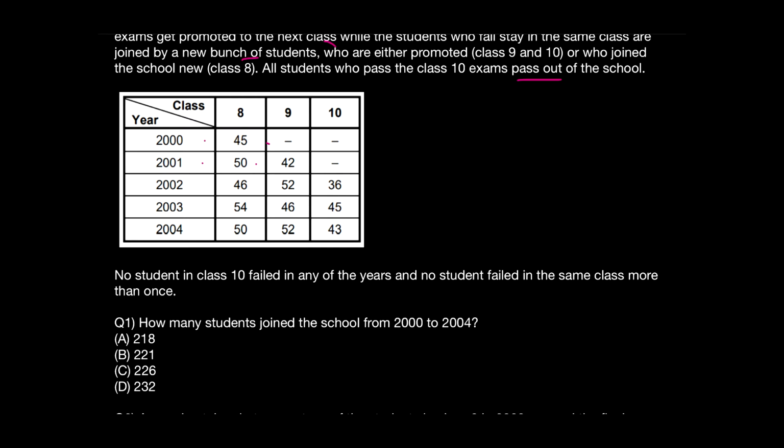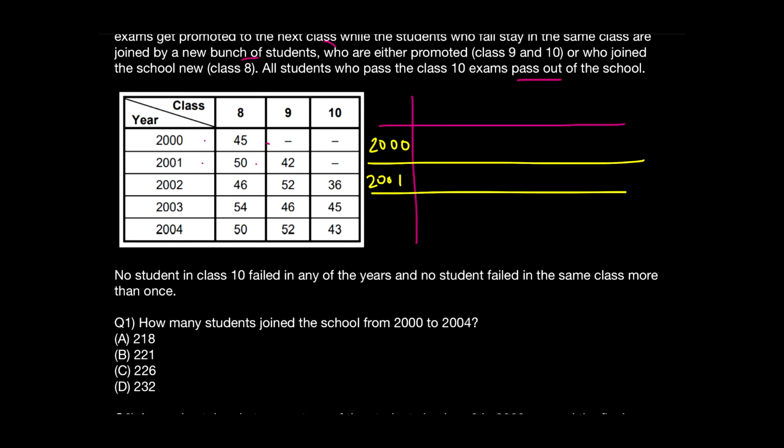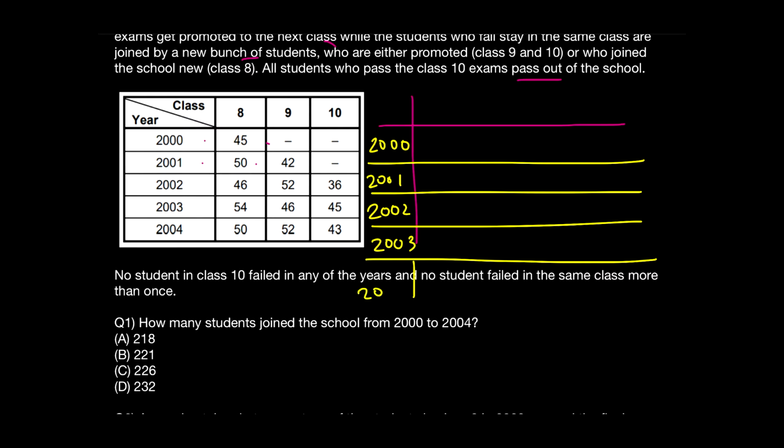Before answering any such questions, it's better that we make a table here. Let's take the same table and create the same data. I'll keep 2000 here, then 2001, then 2002, like that. I'll cover all the years, and since I am running out of space, I'll just go down. So that is 2004, and those are the final numbers.